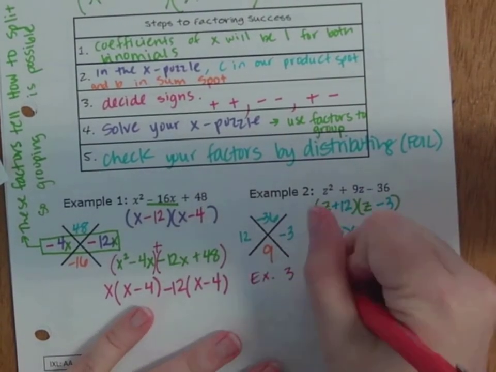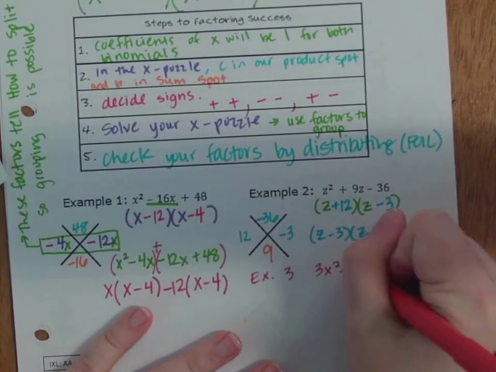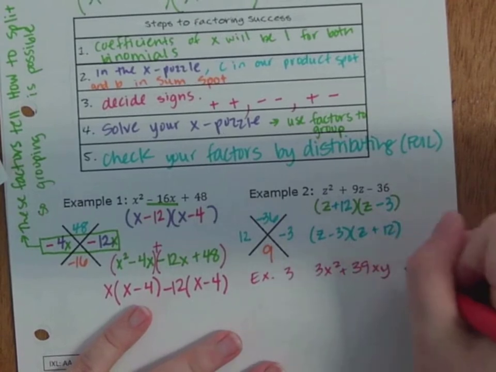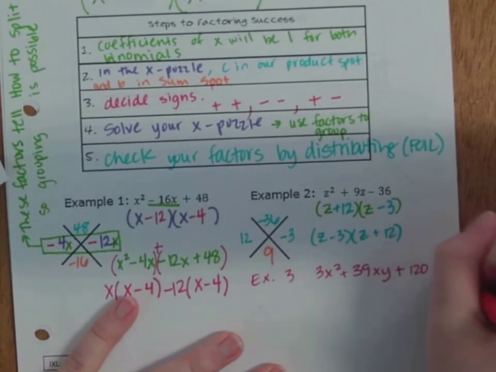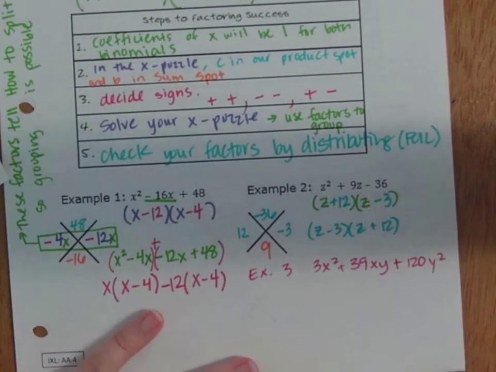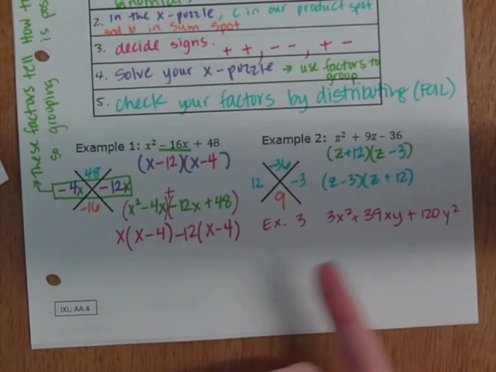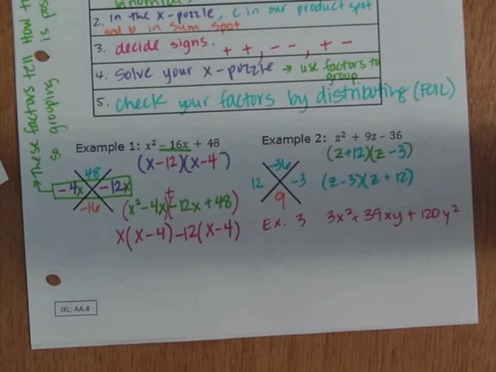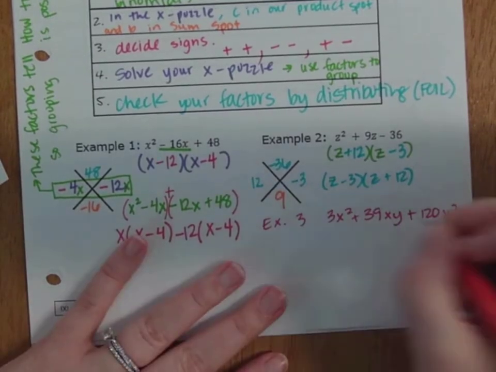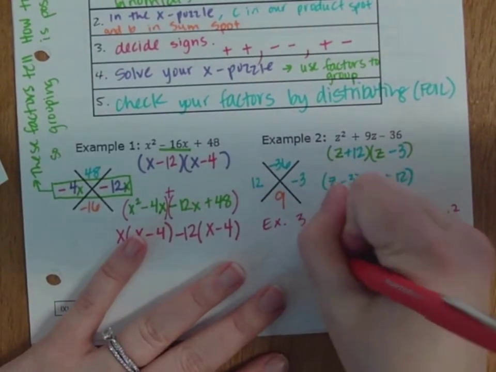Example 3. If I have 3x squared plus 39xy plus 120y squared. Ms. Webb, you said that today a equals 1. And what does a equal here? So what do you think we need to look for first? GCF. Our GCF is 3. So we're going to factor out a 3 first.